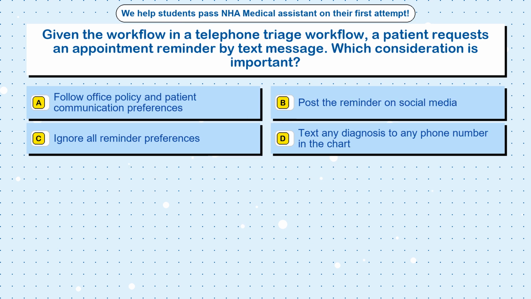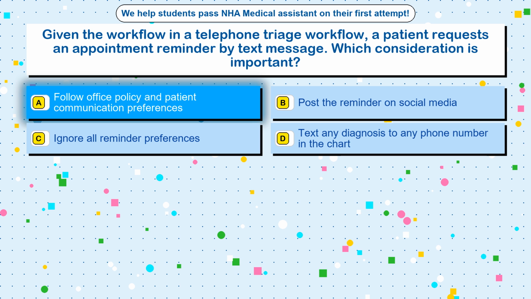Question 25. Given the workflow in a telephone triage workflow, a patient requests an appointment reminder by text message. Which consideration is important? Option A. Follow office policy and patient communication preferences. Option B. Post the reminder on social media. Option C. Ignore all reminder preferences. Option D. Text any diagnosis to any phone number in the chart.